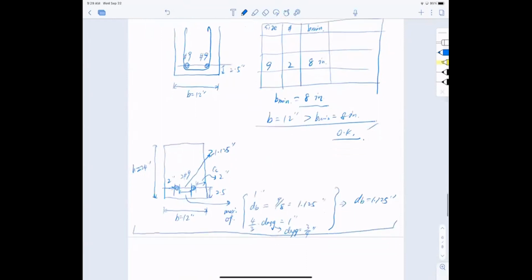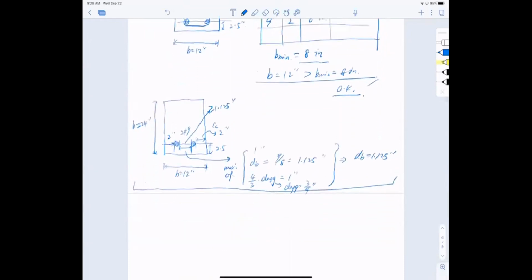Okay. Any questions from the audience? Are we all happy with this? I have a question. What is dB equals something over 8? This is 9/8. Sorry about my write-up. Because dB is the bar size. What is the size for a number 9 bar? Ah, I see. There you go. Gotcha. Thank you. Sorry about my write-up.